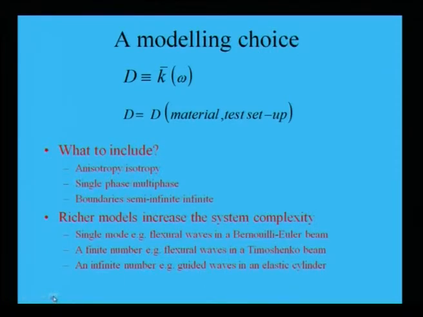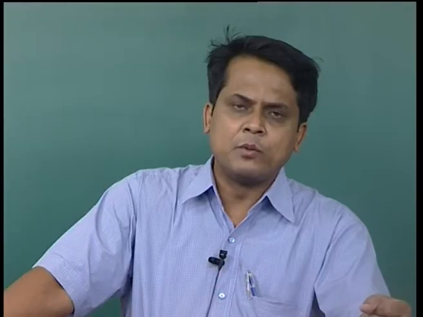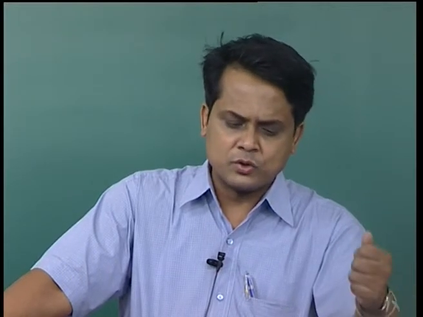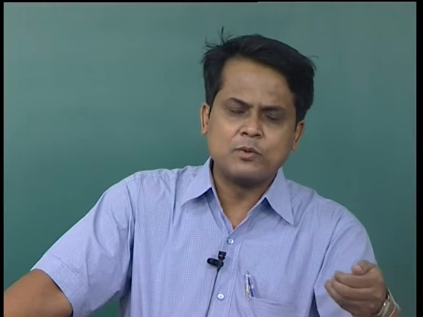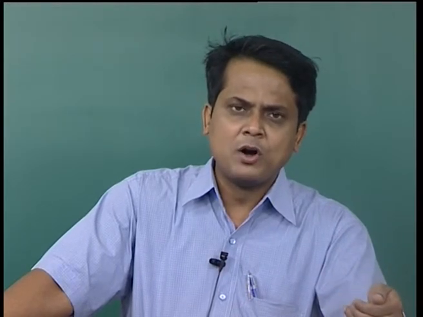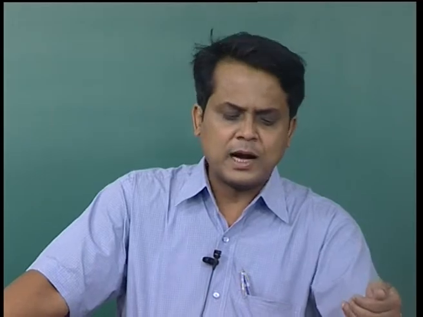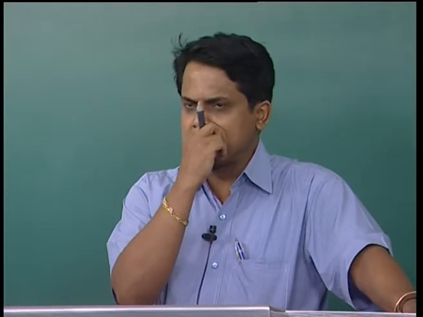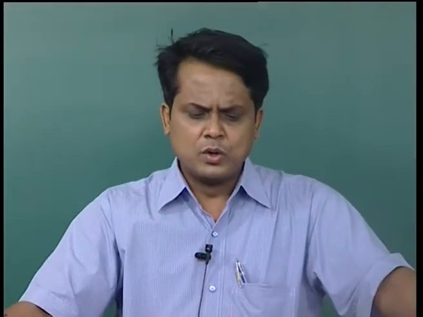Now, a modeling choice: what to include in modeling. Whether for the soil you want anisotropy or isotropy. Second question you ask is whether you want a single phase waveform or multi phase waveform. Third is your boundaries, semi infinite or infinite, that means what is your boundary, is it finite or semi infinite or purely infinite. These are all your modeling choices. The moment you do modeling, this is your choice of what you are going to include.